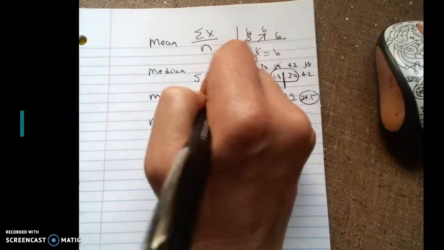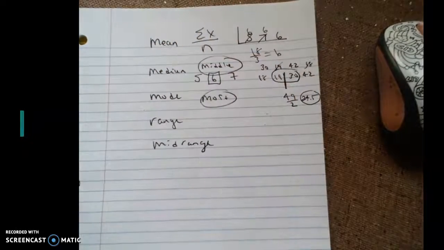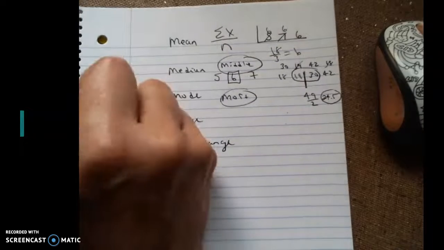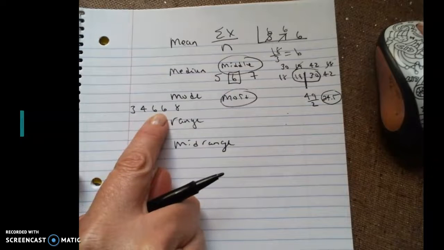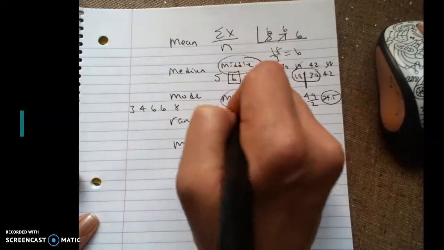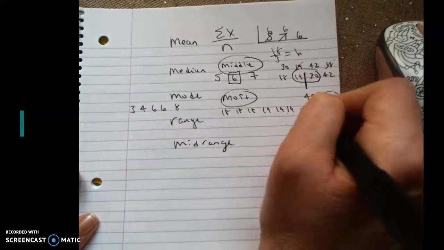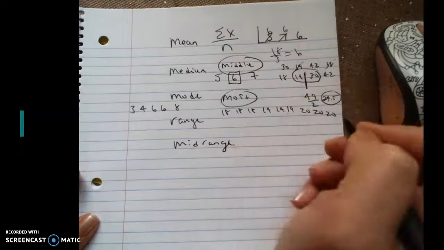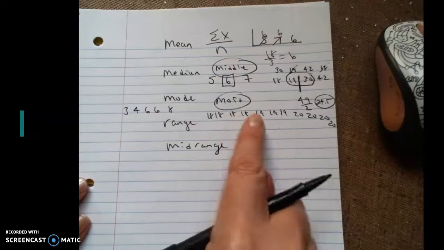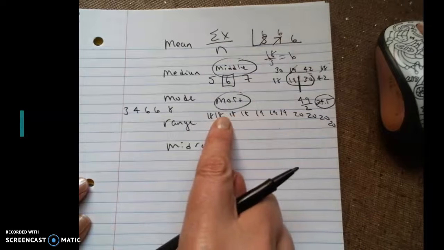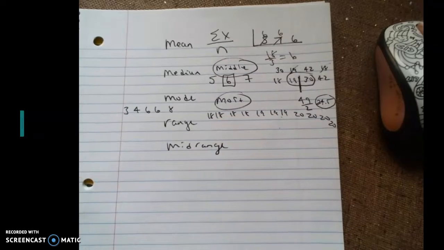Mode is the most popular. So median is the middle, but they have to be in order. Mode is the most popular, okay? And you can have bimodal, trimodal, or whatever. So if I have 3, 4, 6, 6, 8, the mode would be 6 because it's the most popular. If I have, say, 18, 18, 18, 19, 19, 19, 20, 20, 20, and let's add an extra 20 and an extra 18, I have a lot of repeats here, but I have 4 18s, 3 19s, 4 20s. This is bimodal. There are 2 modes, 18 and 20. 19 is not a mode because it's not the most popular. The 18 and 20 have more.